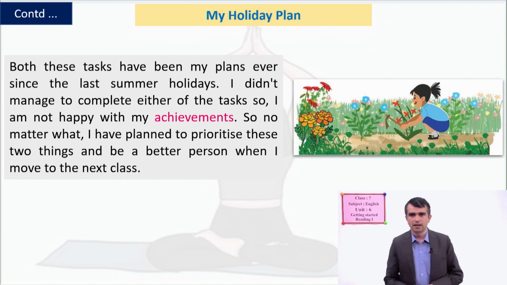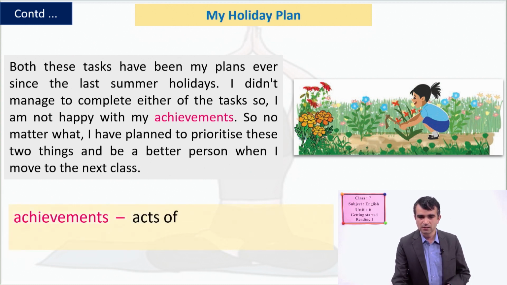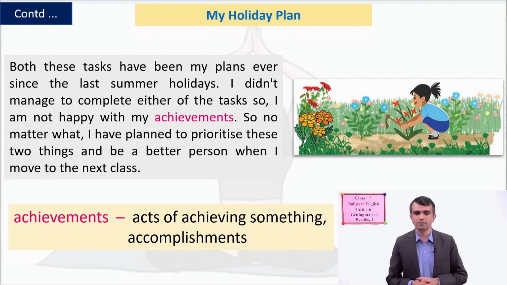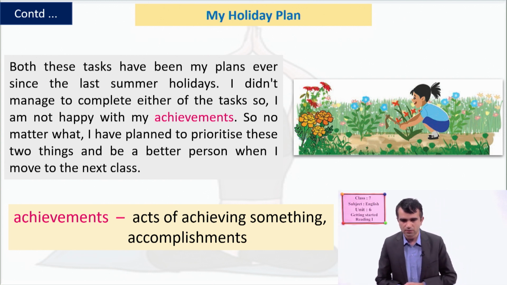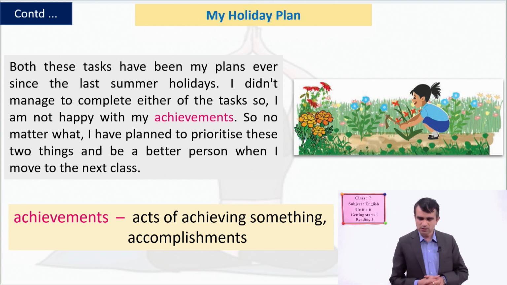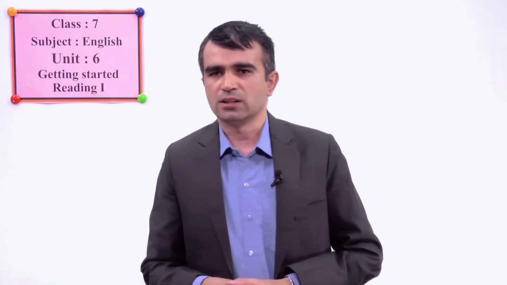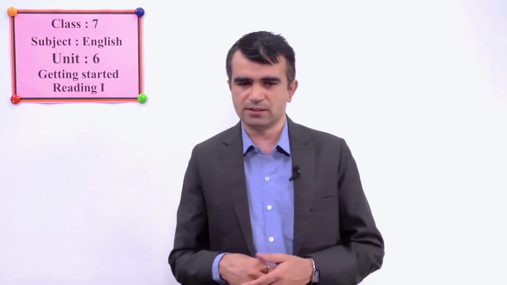Now here another word is highlighted, achievements. What does it mean? Does anybody have an idea? Acts of achieving something, or that is also called accomplishments. Achievement, plural is achievements. Acts of achieving something. Now this is the reading lesson. Now let's move to the exercise.